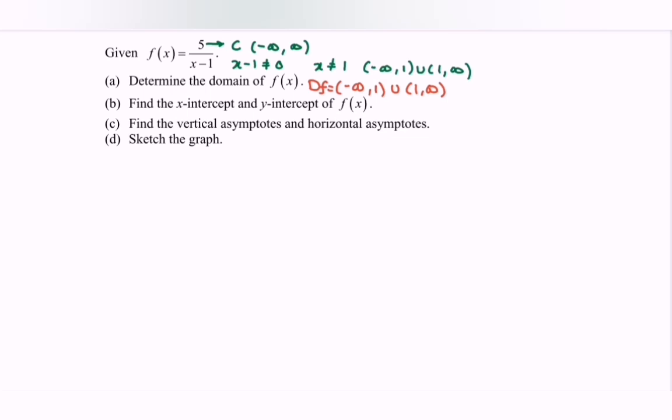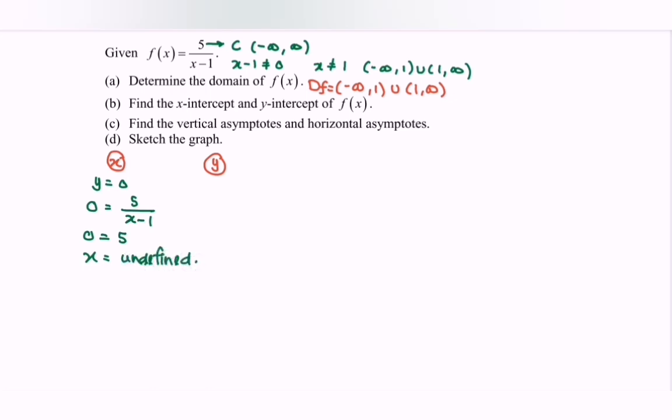Continue. Find the x and y intercept of the function f(x). So x intercept, and then we have y intercept. In order to find the x-intercept, y must be equal to 0. Kindly substitute. So we have 0 is equal to 5 over x minus 1. If we cross multiply, we will have 0 is equal to 5. So as we can see, there is undefined. For the x would be undefined.